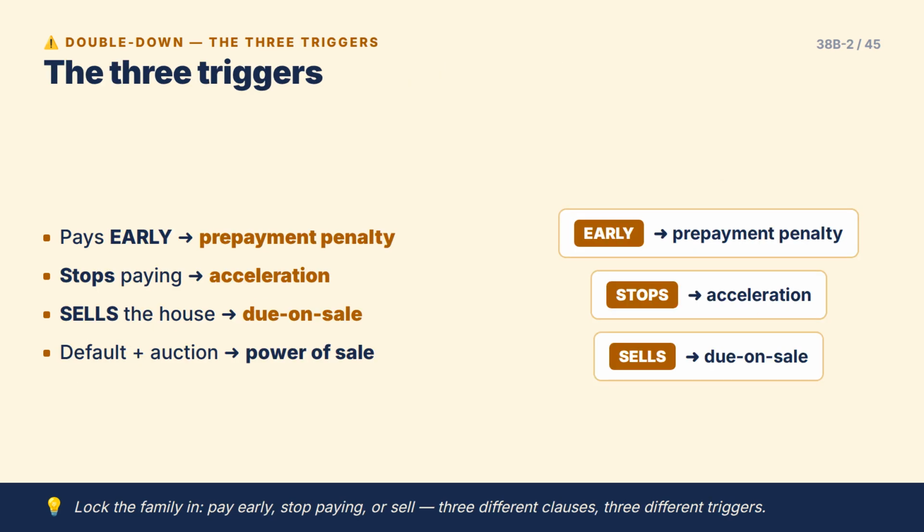Acceleration: the borrower is in trouble, they stopped paying. The lender slams the gas pedal and declares every future payment due right now. That's the step that opens the door to foreclosure. Bad news story: lender pulls the trigger.